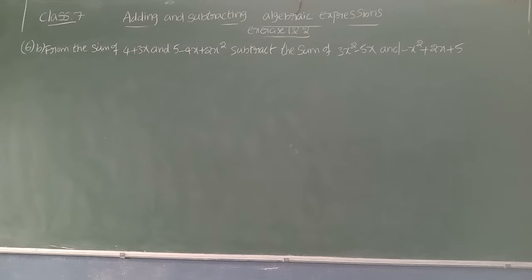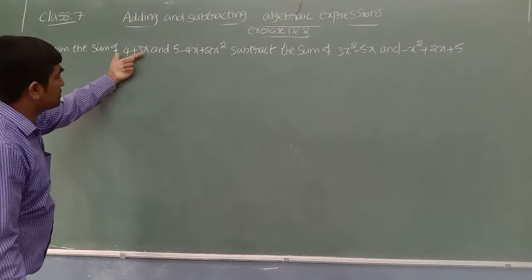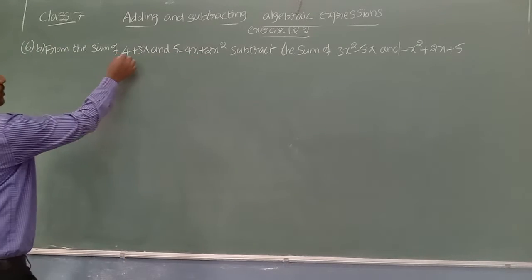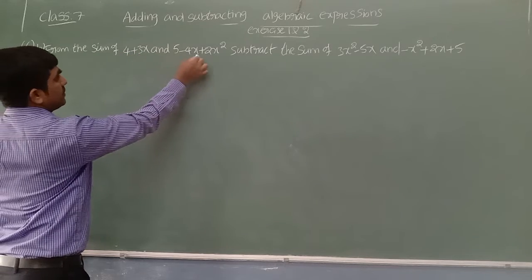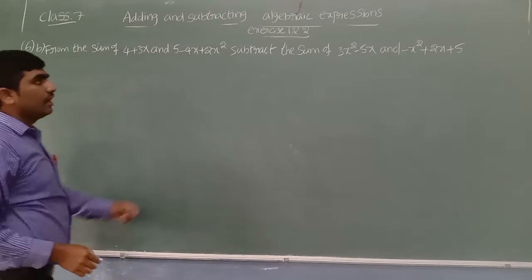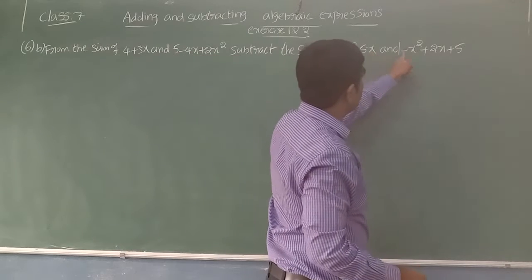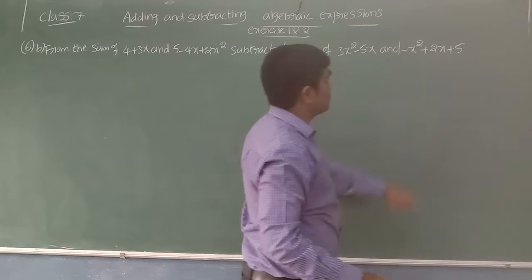Children, here we have one more problem based on both addition and subtraction, from exercise 12.2, 6th bit B1. From the sum of 4 plus 3x and 5 minus 4x plus 2x square, we need to find the sum by addition. And after that, subtract the sum of 3x square minus 5x and minus x square plus 2x plus 5.